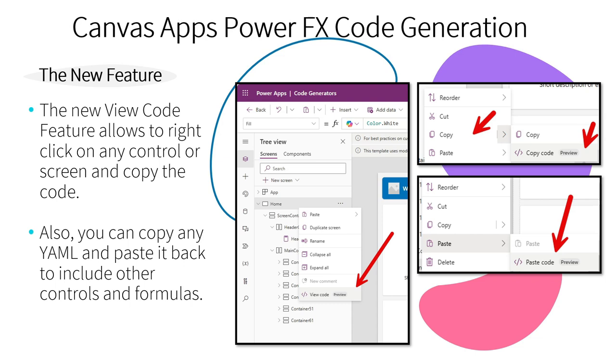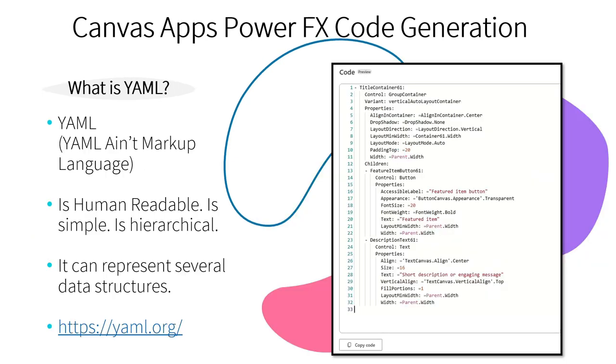And not only that, we can copy that code. And not only that, we can take code from somewhere else and paste it into our apps. That code is immediately going to take the shape of other controls or other elements in the screens, and formulas that we can immediately use, right? I think that's a very, very cool feature. We'll see why. We were saying as well that all of this is encoded in YAML, right?